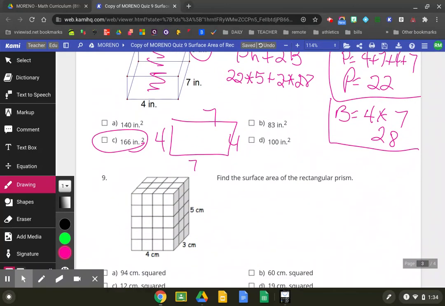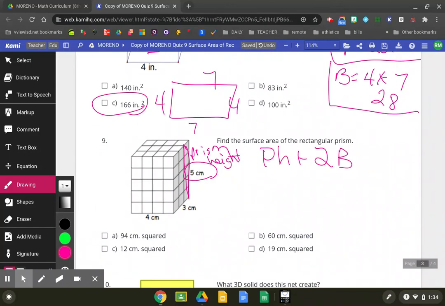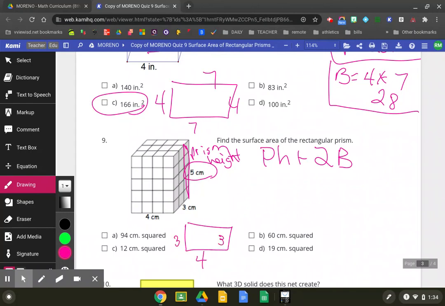Let's go to number 9. Find the surface area of the rectangular prism. So once again, total. The one standing up, I usually get this one. That's your prism height. Big PH plus 2 big B. So that means we're going to be using 4 by 3. So big P.